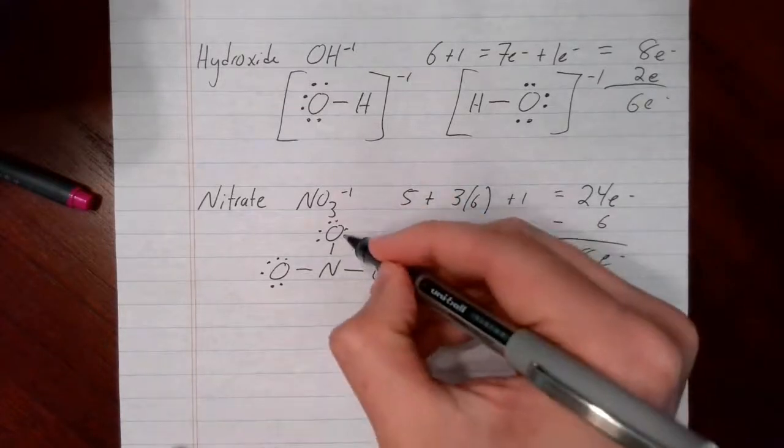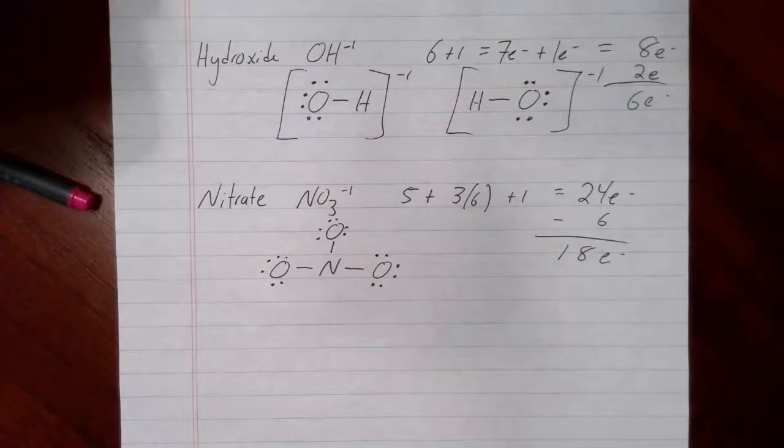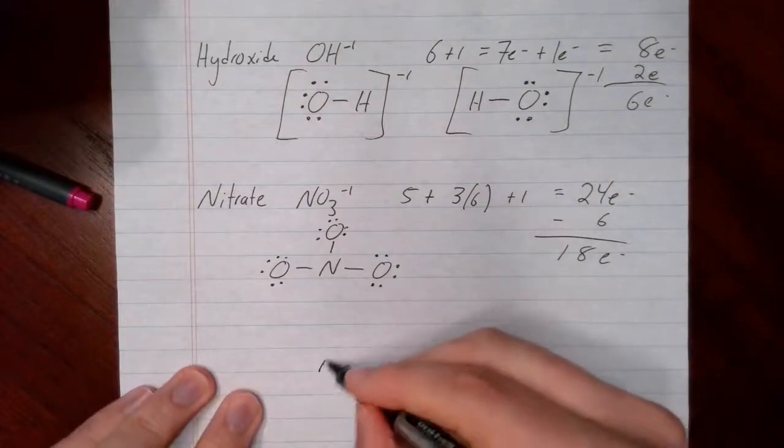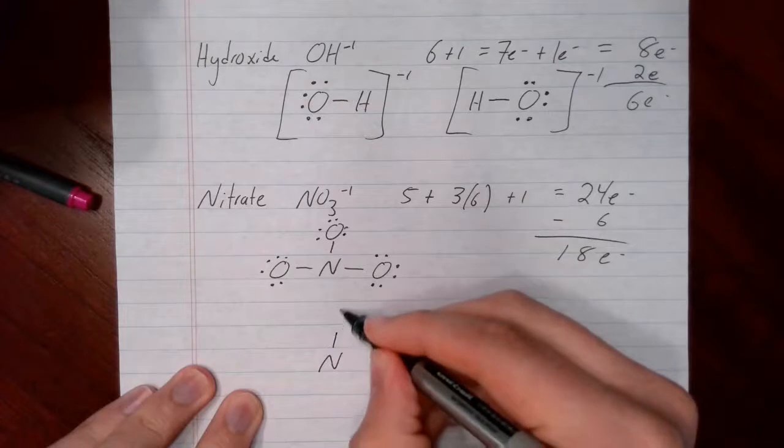So there's no way to place these electrons and have it work out properly. Okay, so there's a little bit of an issue here. So if I can't make that work out, remember step 2 is to go back and try a double bond somewhere.